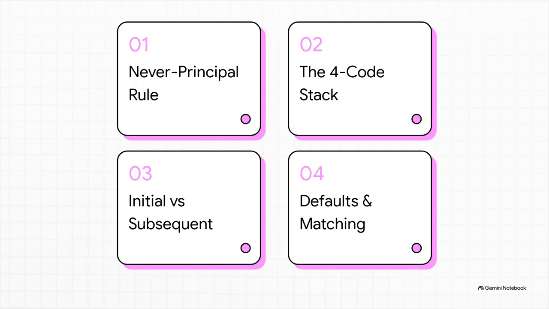Here is our quick roadmap for this explainer. We're covering the absolute boundaries with the never principle rule, building out the precise four-code stack, looking at how the dimension of time alters your coding, and setting up the strict guardrails for intent and character matching.